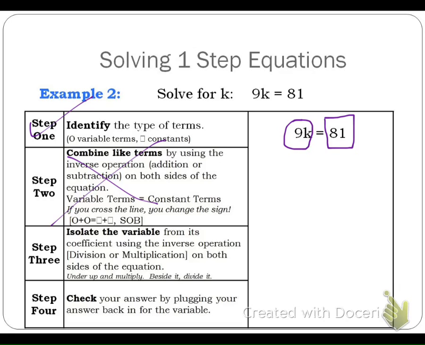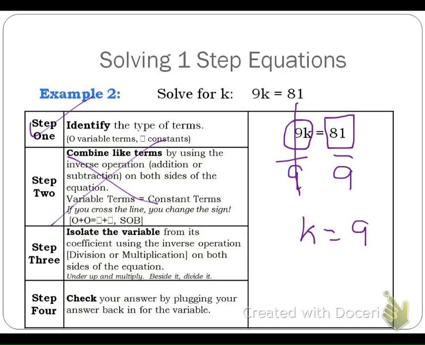Step 3, isolate the variable from its coefficient. Yeah, we have a variable here and it's not by itself. We have a 9 that's beside it. So if it's beside it, you divide it. Yay. So we divide both sides by 9. Beside it, divide it. The whole point of dividing by the 9 is that it cancels out the 9s, 9 over 9. So k is equal to, and 81 divided by 9 is 9. We have a positive divided by a positive, which equals still a positive. They're both the same sign, so it stays positive.